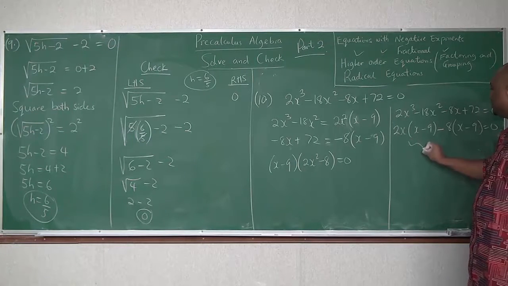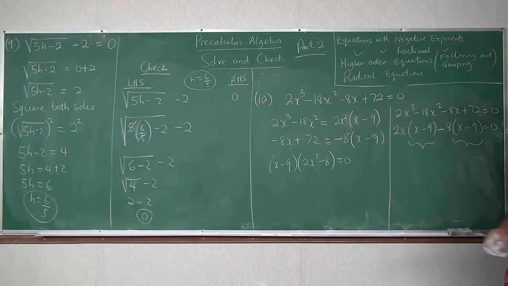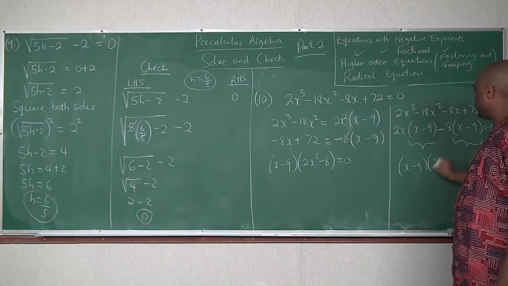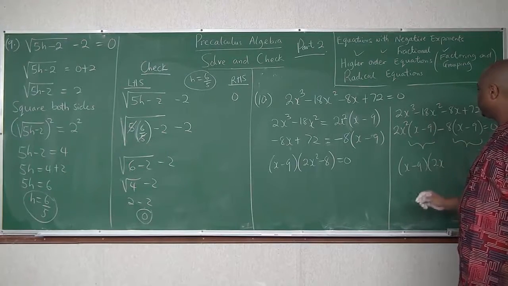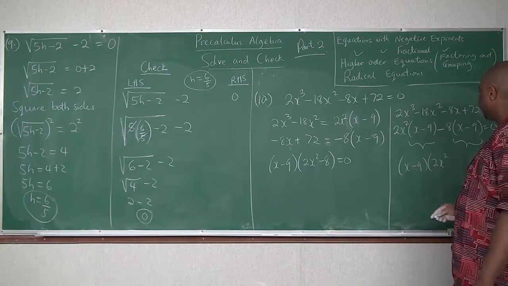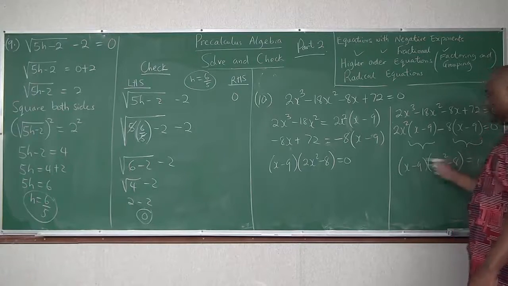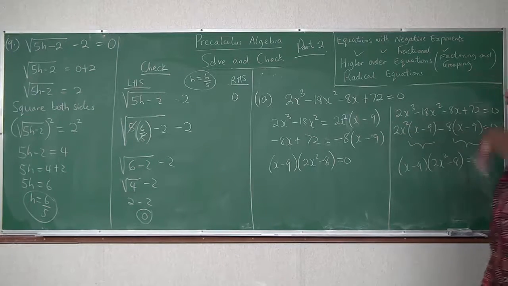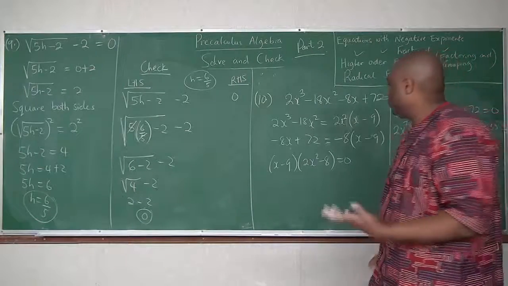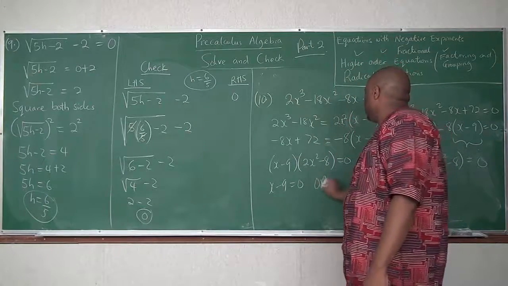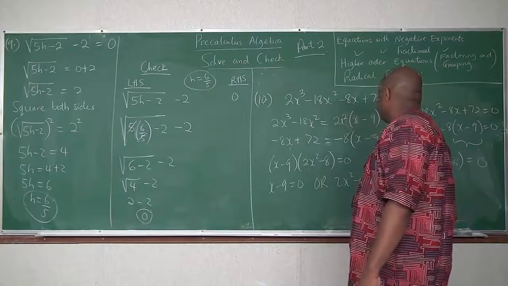And then you factor again by GCF, because this is a common factor. x minus 9 divided by x minus 9 leaves 2x squared, minus 8 times x minus 9 divided by x minus 9 is minus 8, equal to 0. So it gives you the vertical method and the horizontal method. I prefer the vertical method. So now we do the zero product property. x minus 9 is 0, or 2x squared minus 8 is 0.